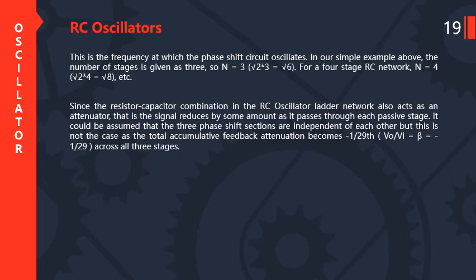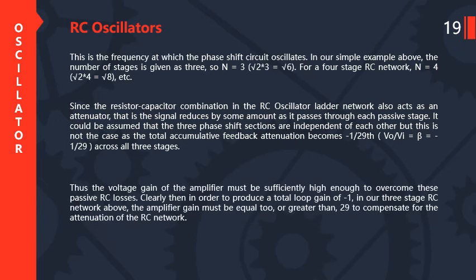Since the resistor capacitor combination in the RC oscillator's ladder network also acts as an attenuator, that is, the signal is reduced by some amount as it passes through each passive stage, it could be assumed that the three phase shift sections are independent of each other, but this is not the case, as the total accumulative feedback attenuation becomes β = Vi/Vo = -1/29 across all the three stages.